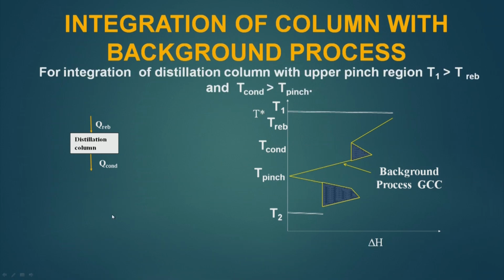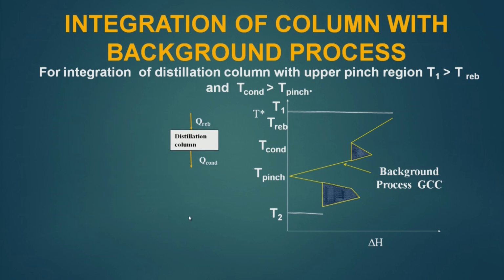For integration of a distillation column with the upper pinch region, the condition should be that T1 should be greater than T reboiler and T condenser should be greater than pinch. So, this is the upper region from pinch to T1. This T reboiler temperature should be less than T1 and T condenser temperature should be more than pinch. So, this is the T reboiler and T condenser temperature. Now, this can be integrated.